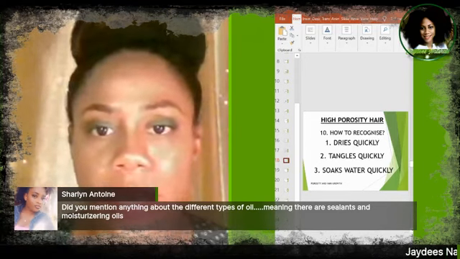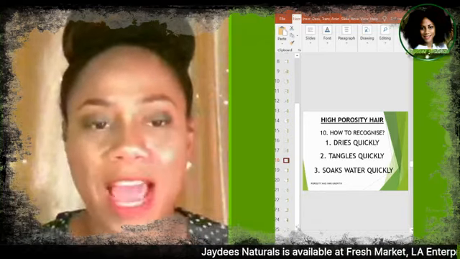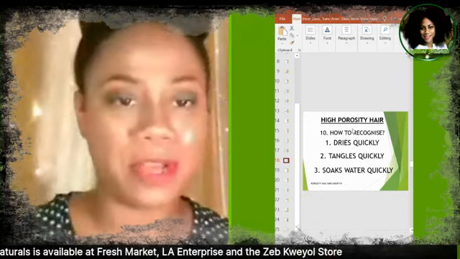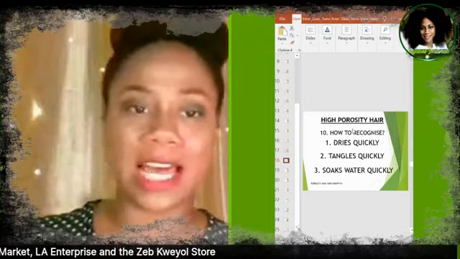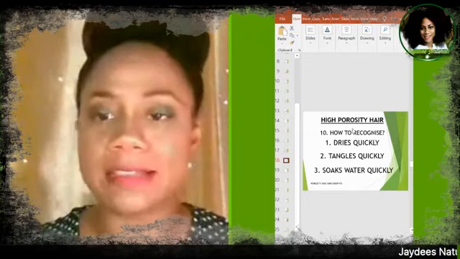Okay, all right. So let us continue. I think we have stayed on low porosity long enough. So, high porosity hair, which is on the other side of the spectrum. Now, how do you recognize high porosity hair?